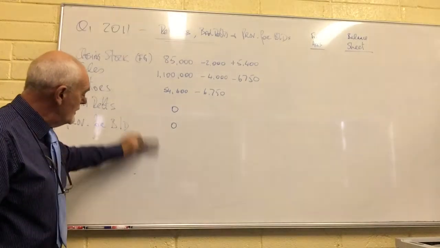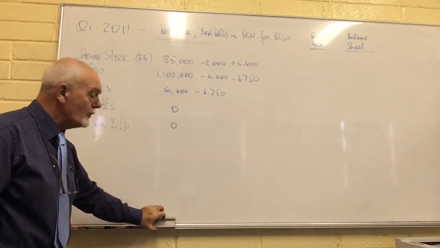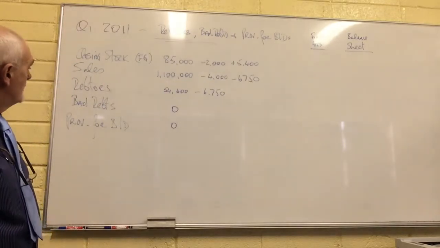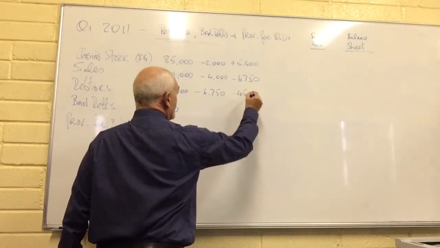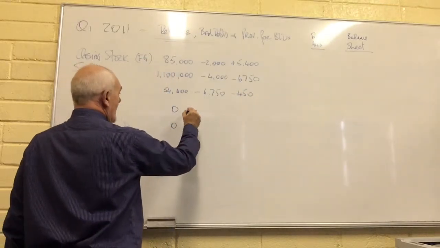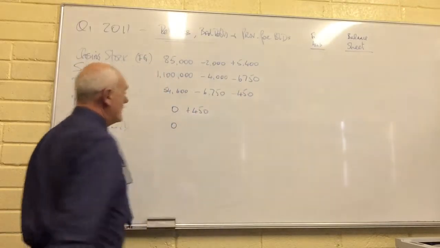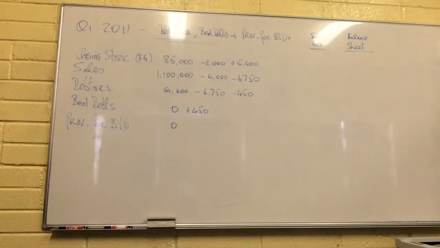In addition, I'm required to write off bad debts of €450 from our debtors. So, reduce the debtors by 450 and put 450 into our profit and loss as an expense for bad debts.